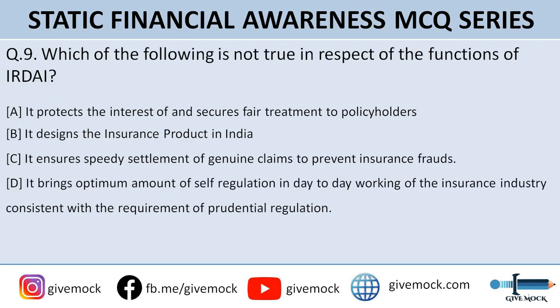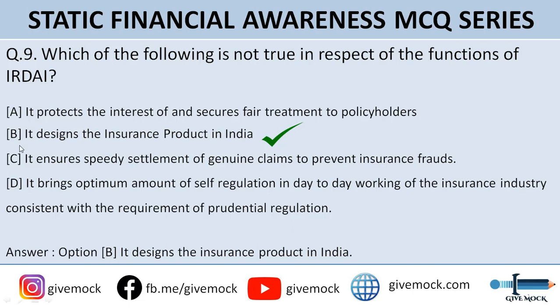Next question is, which of the following is not true in respect of the functions of IRDAI? Again, the question is related to the functions of the regulatory body IRDAI. Option A is it protects the interest of and secures fair treatment to policyholders. Option B is it designs the insurance product in India. Option C is it ensures speedy settlement of genuine claims to prevent insurance frauds. And option D is it brings optimum amount of self-regulation in day-to-day working of the insurance industry consistent with the requirement of prudential regulation. You can also try to attempt this question. I'll tell you the correct answer for the time being. That is option B. Option B is incorrect in respect of the functions of IRDAI.